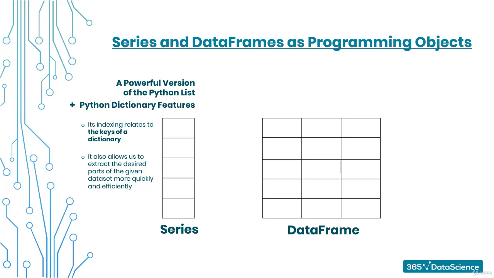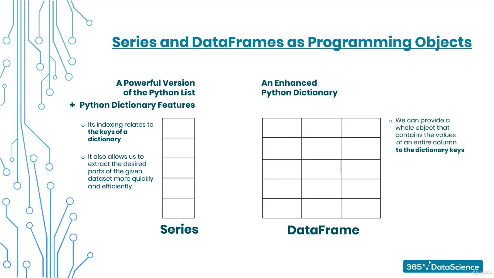Taking that into account, the data frame object is essentially an enhanced Python dictionary. Much like creating a series from a Python dictionary, we can construct a data frame. The difference is that we don't need to associate just a single value to the dictionary keys. We can provide a whole object that contains the values of an entire column. Thus, the pandas data frame provides dictionary-like access to its elements, inherits the characteristics of the dictionary class in Python, and adds a lot more features and functionalities on top to enrich the outcome of our analyses.